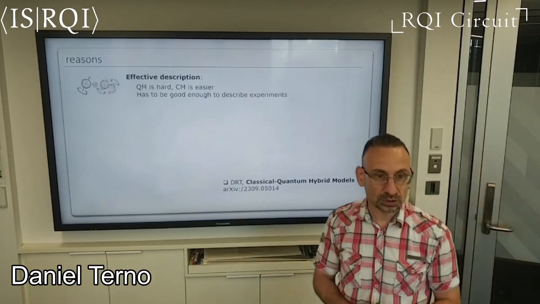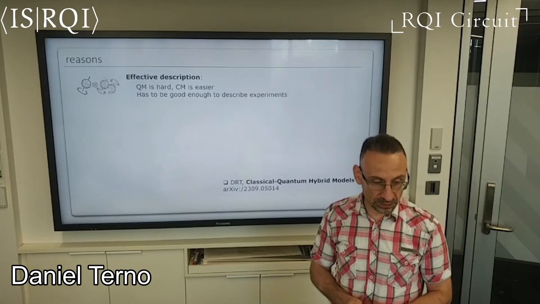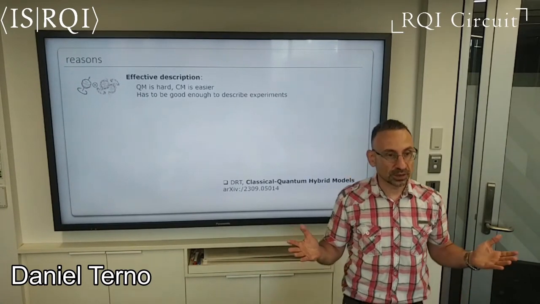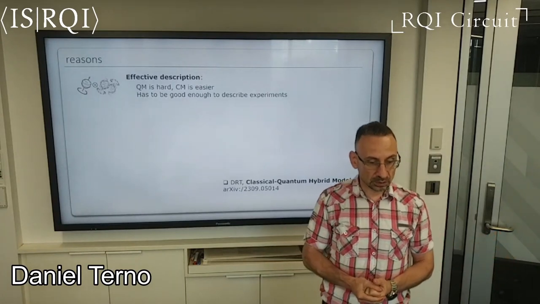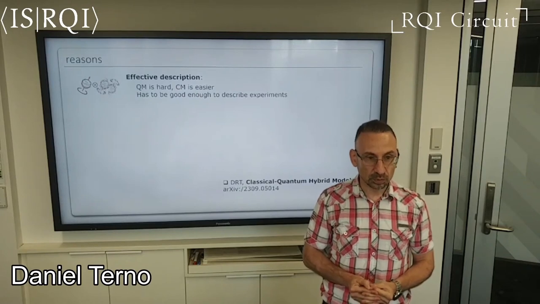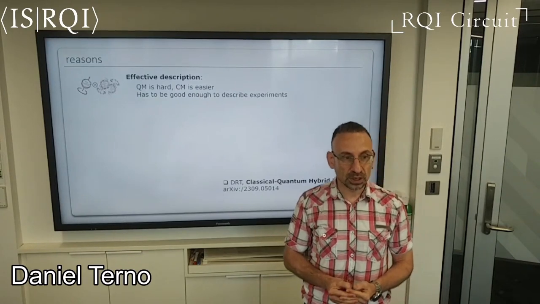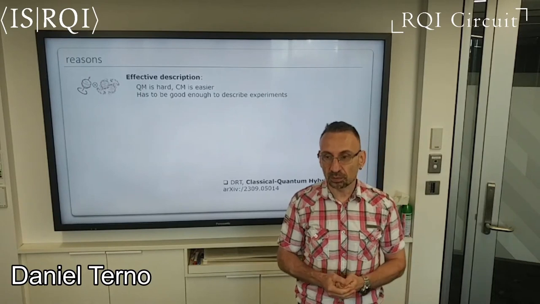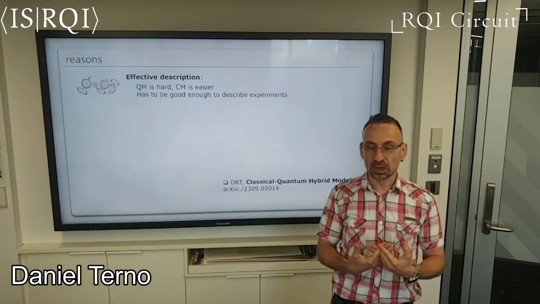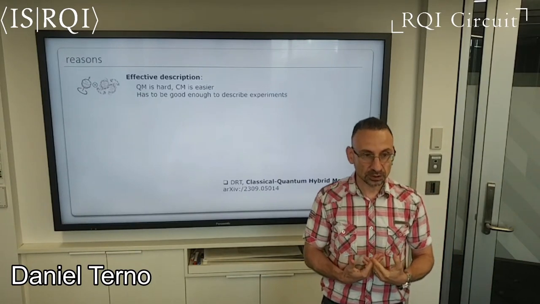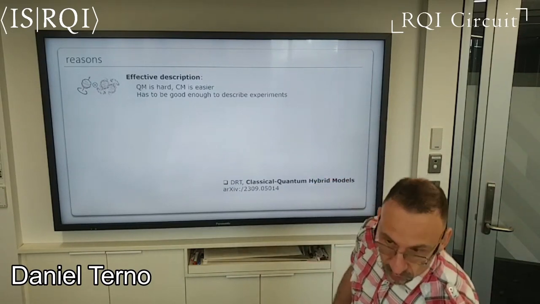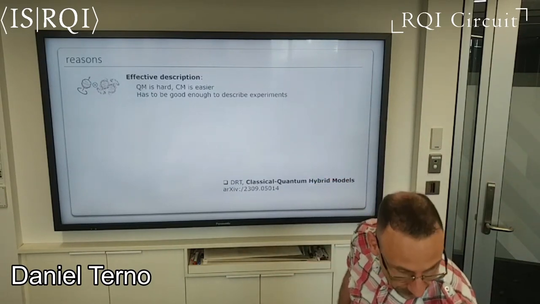Let me start from the reasons. Why do we want quantum classical hybrids? One reason is that it's just an effective description. Say classical mechanics is hard, quantum mechanics is even harder, so if you want to simulate and describe experiments in which we have widely different scales, where at least for part of the subsystem, classical description is adequate, it's better to use it, simply because otherwise we cannot solve almost anything, including even the Stern-Gerlach experiment.